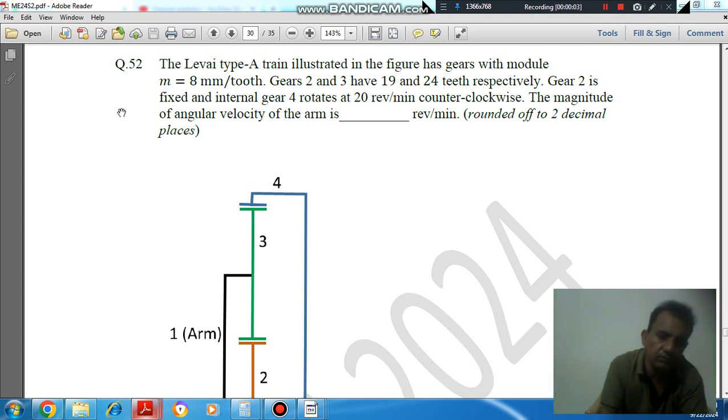Hello, welcome again. We are solving GATE 2024 Mechanical Engineering paper question number 52. In the figure, a gear train has gears with module m equal to 8 mm per tooth. Gear 2 and 3 have 19 and 24 teeth respectively. Gear 2 is fixed. The internal gear 4 rotates at 20 revolutions per minute counterclockwise. The magnitude of angular velocity of the arm is dash revolutions per minute, rounded off to two decimal places.